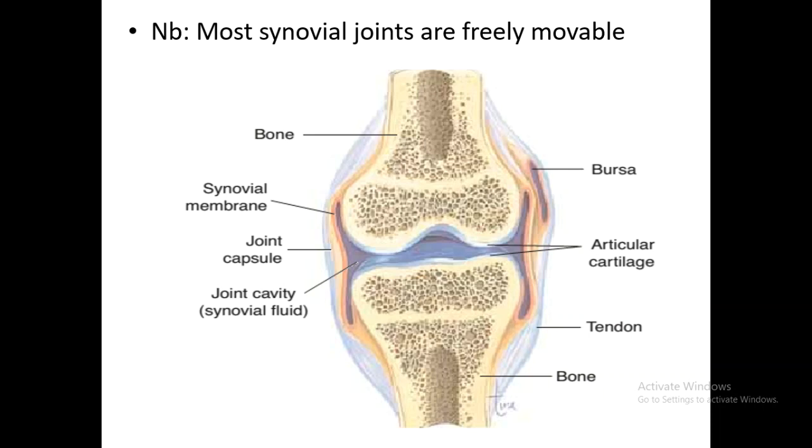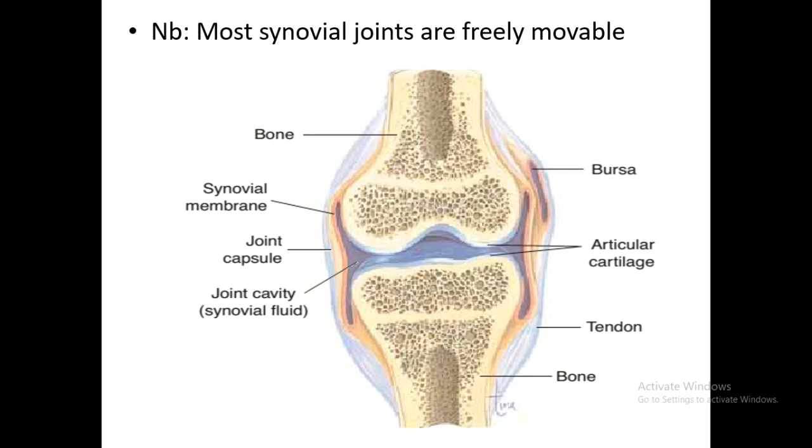NB, most synovial joints are freely movable, implying they can move in all directions. An illustration of a synovial joint is this. We have the upper bone and the lower bone, attached by ligaments, by these bursae, joined from upper to down. We have the tendons. These are like muscles which make these bones stay in contact together. Then the articular cartilage.